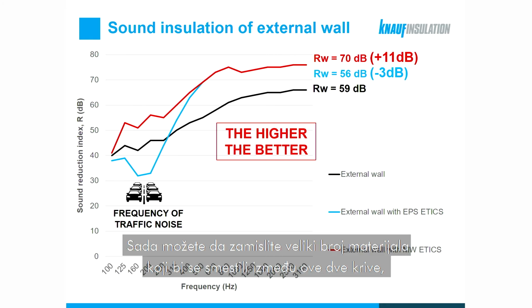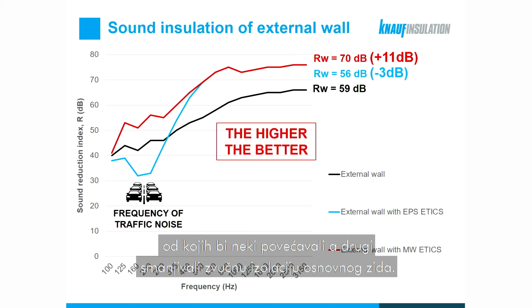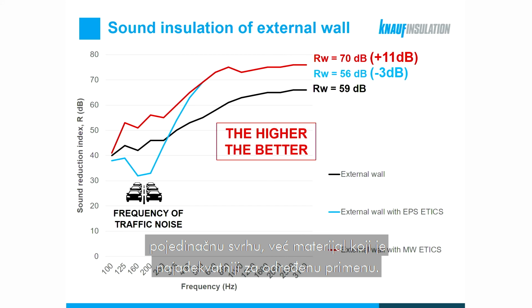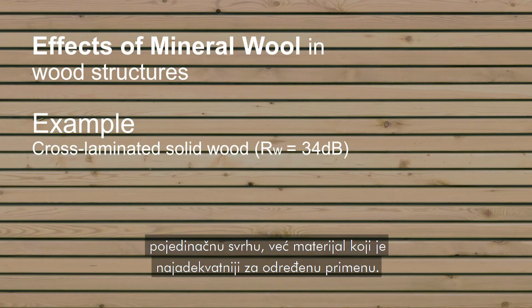But now we could imagine a large variety of materials which would fit between these two curves. So some materials could increase and other materials could decrease the sound insulation of the basic wall. So again, we're coming to that story that there is no best material for every single purpose. Rather, there are materials which are the most suitable for a certain application.